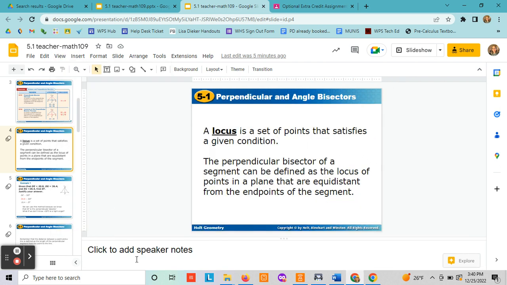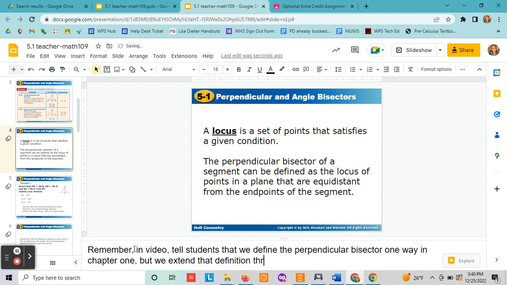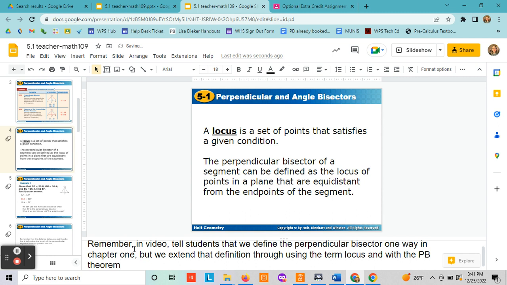and I can show my speaker notes right here, I can type in, remember, in video, tell students that we define the perpendicular bisector one way in chapter 1, but we extend that definition through using the term locus and with the perpendicular bisector theorem. So, okay, moving on.